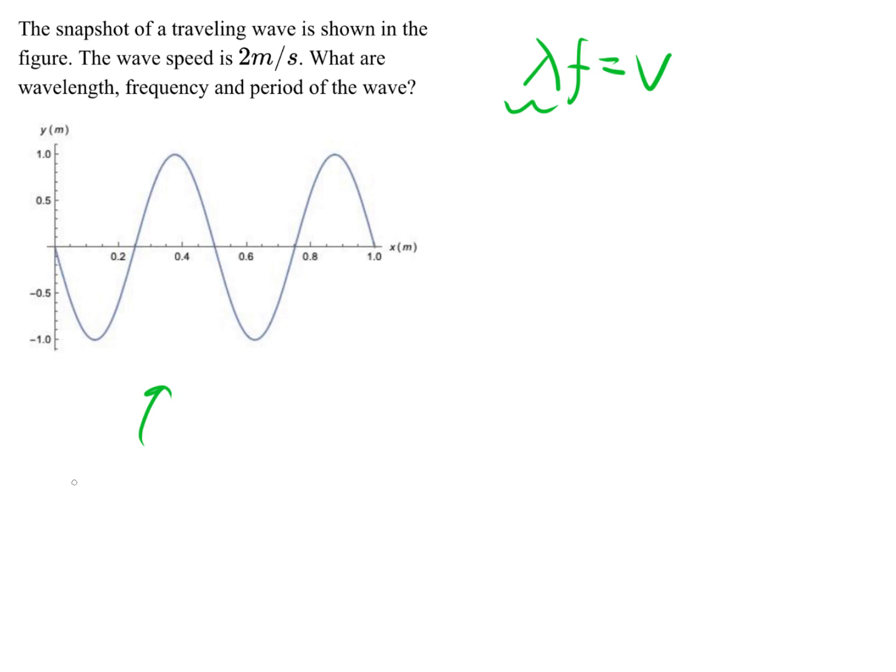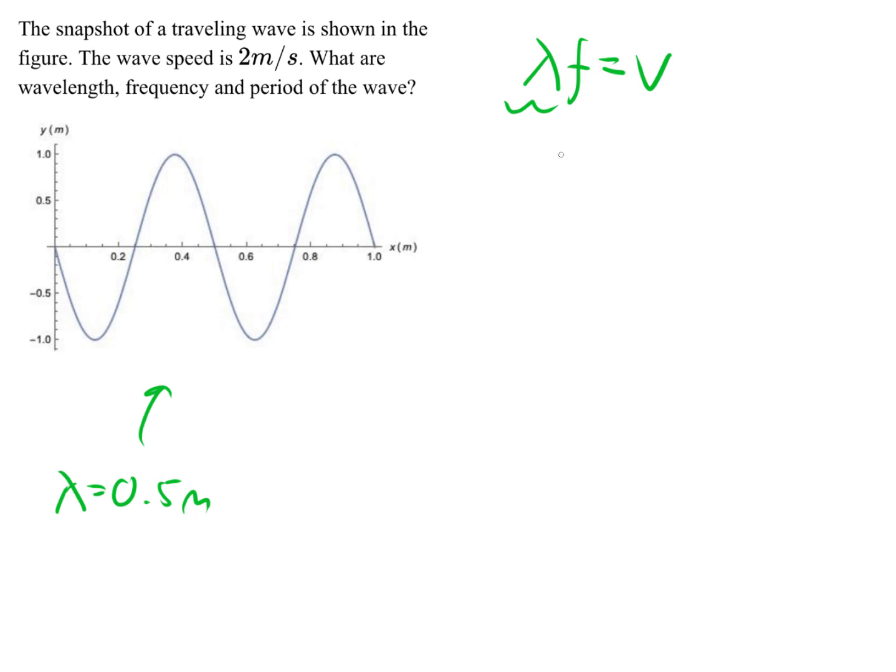That seems to be about 0.5. And our starting point is 0 meters. So at 0.5 meters, it undergoes one full oscillation. So from that, we know that the wavelength is equal to 0.5 meters, simply from looking at the graph. So that's the first part.